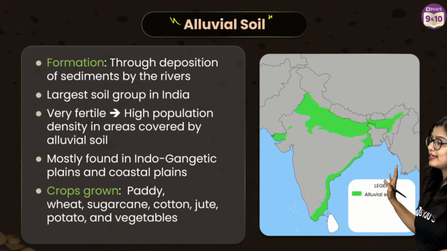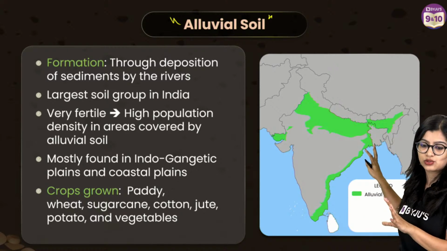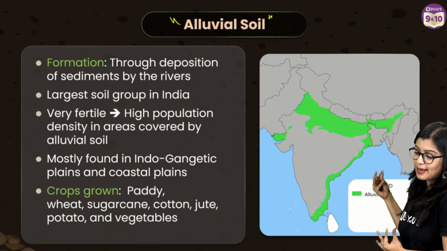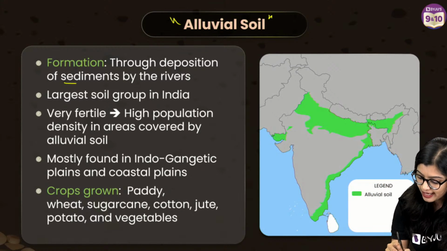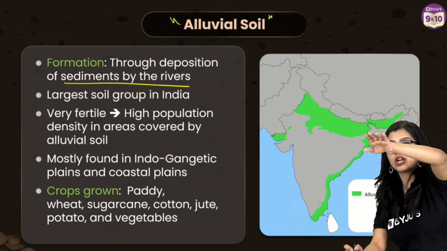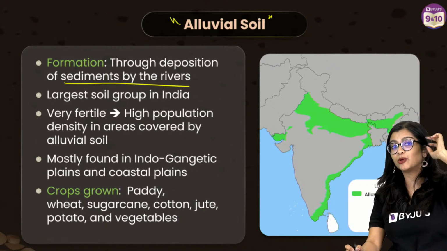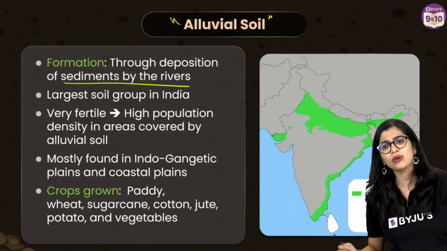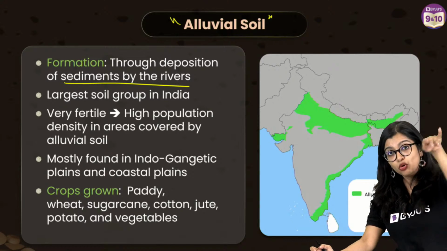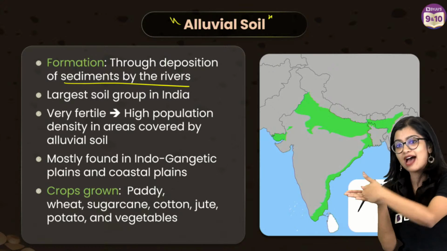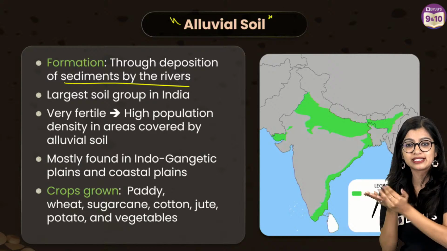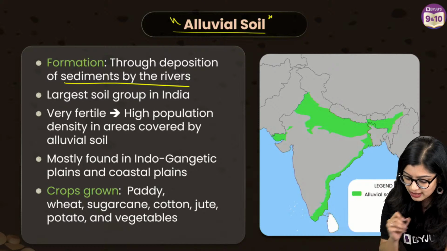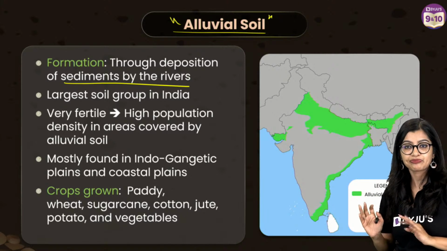Now first let me tell you about alluvial soil. We know that alluvial soil is formed by deposition of sediments by the river. When the river flows, especially if you look at the Indus, Brahmaputra, Ganga and so on, they bring in a lot of sediments. The movement of water acts on the rocks, which means you will get some sediments as well. Basically your alluvial soil is formed because of that.